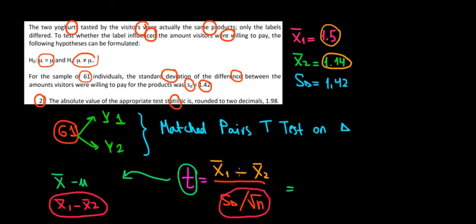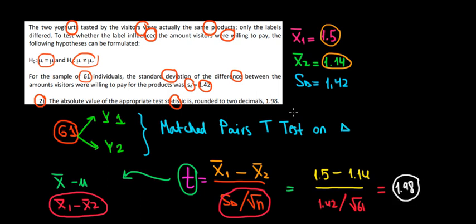Hope this makes sense. Now, let's just substitute the numbers and see if the math works out. So we're going to have 1.5 minus 1.14 for the mean of the second group, divided by the standard deviation of the differences, which happens to be 1.42, that's given to us, over the square root of 61. If we solve it, we're going to get 1.98. The answer key tells us that it's 1.98, so the answer is true, and we are done.